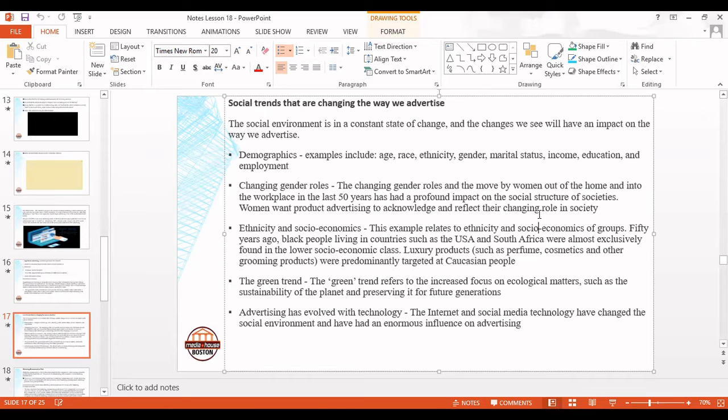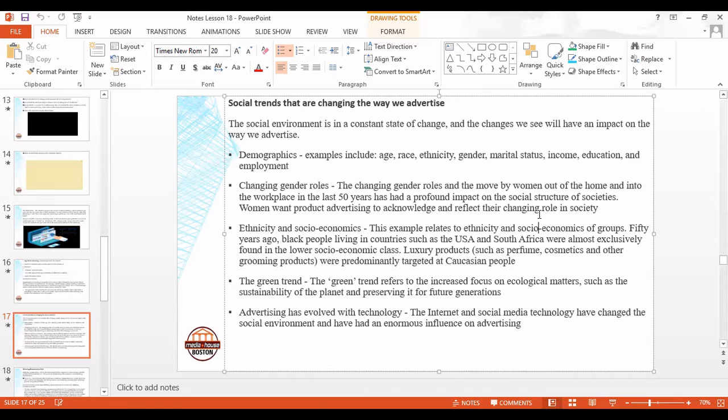Then you look at the green trend. The green trend basically refers to the increased consciousness or focus on ecological matters such as the sustainability of the planet and preserving it for future generations. We are seeing more adverts that are telling us about climate change. We are seeing more adverts that are telling us about water, air pollution, environmental pollution, the effects of plastic on our lands, the effects of plastic on water, in the seas, things like that. So the green trend has become a very impactful concept in the way we advertise.